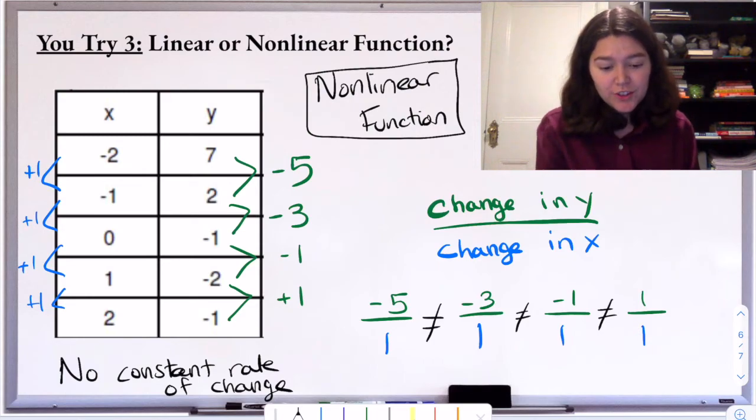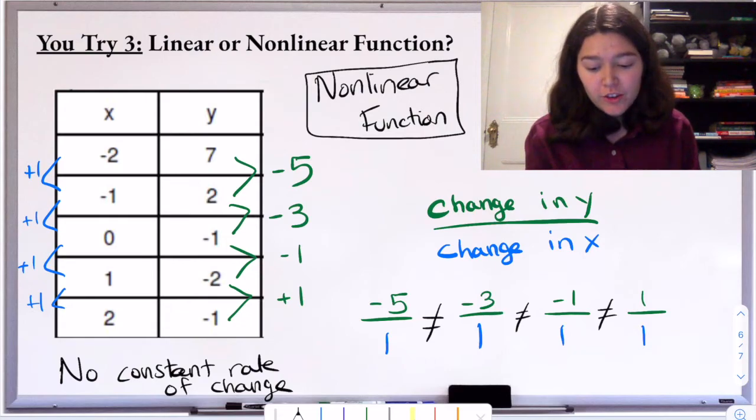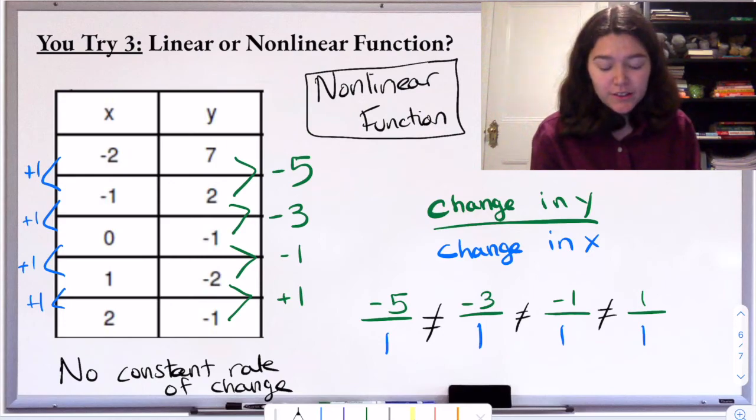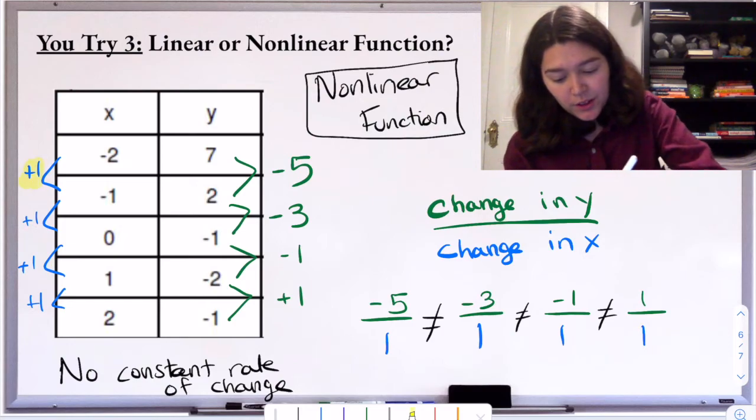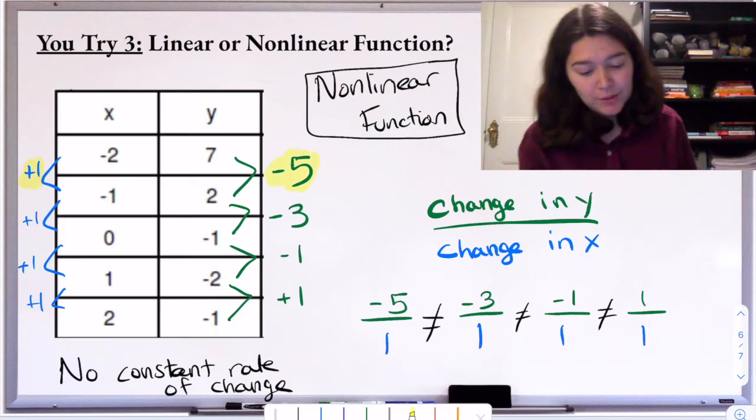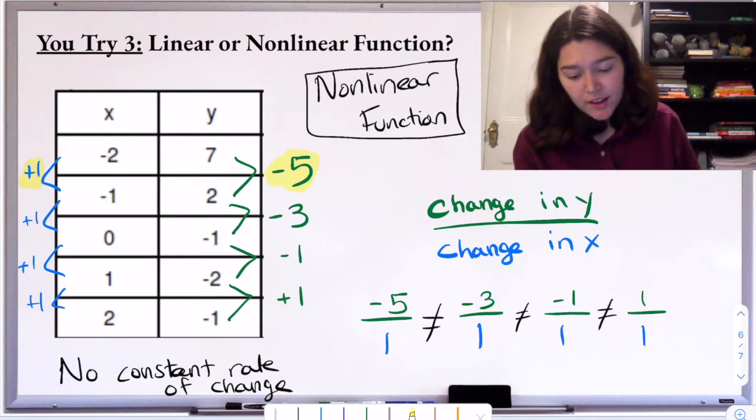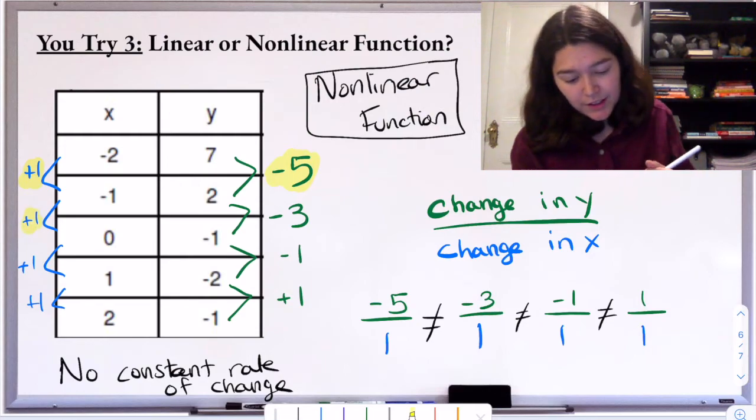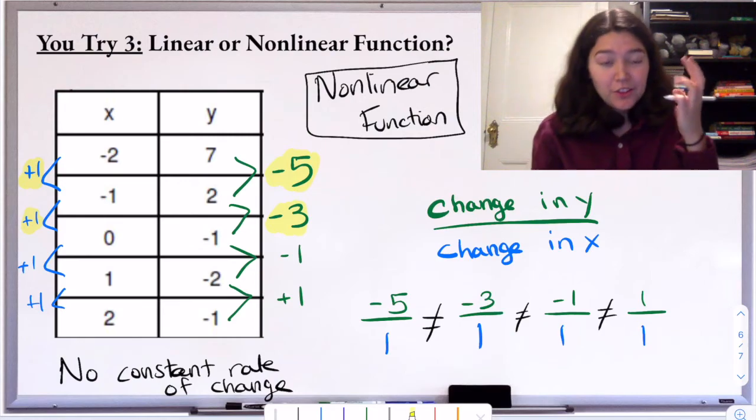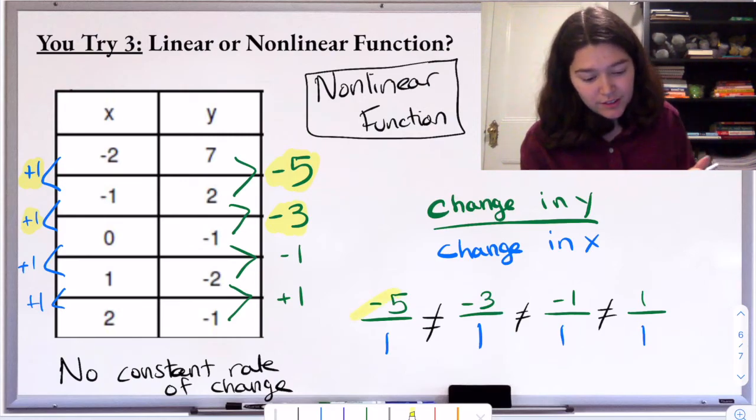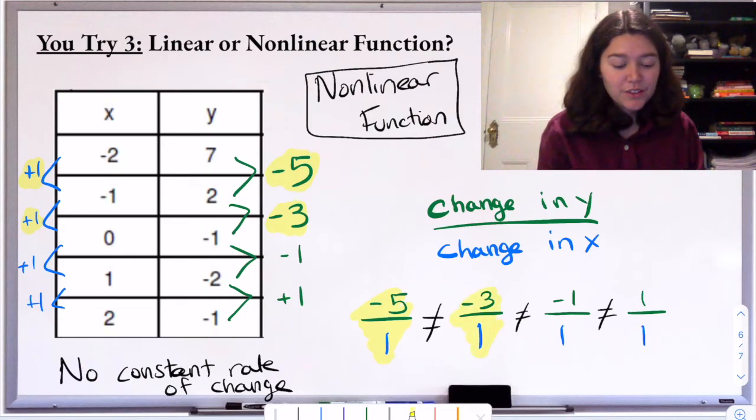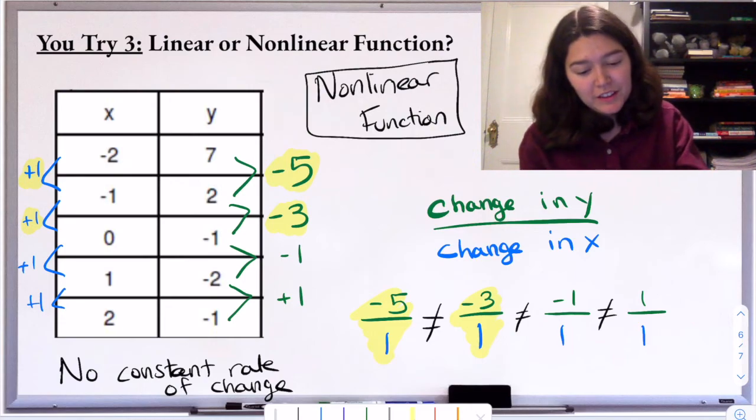All right, so we should get that this is a nonlinear function. There is not a constant rate of change. So the x's, it's all going up by 1. Okay, so that makes it kind of easy. But then if I look at the change in the y, for this first thing, when I go up by 1, I'm going down. I'm subtracting 5. And then over here, though, when I increase by 1 in the x, I decrease in the y by 3. Okay, so that's a difference. Negative 5 divided by 1 is not equal to negative 1 divided by 1. So right away, then, we can say this is nonlinear.